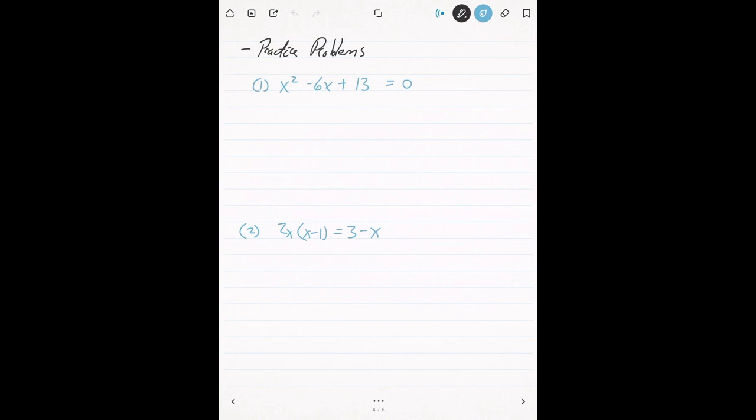Because if you notice right away, there are no numbers that multiply to give you 13 that also add to give you negative 6. So our standard methods won't work, so we're going to need to use the completing the square here. Again, pause the video, take a couple minutes, and give this a try.